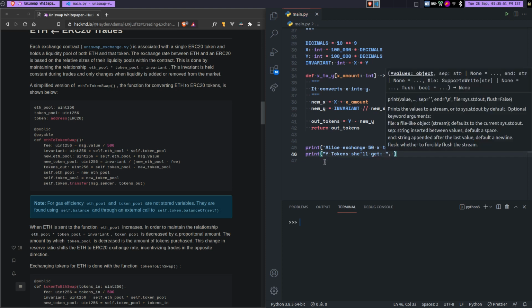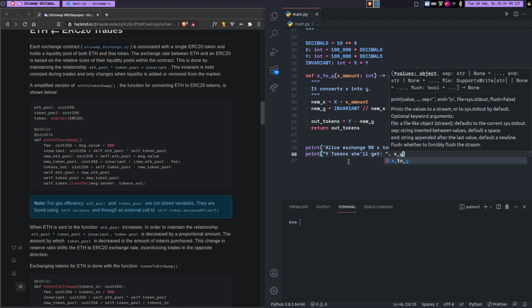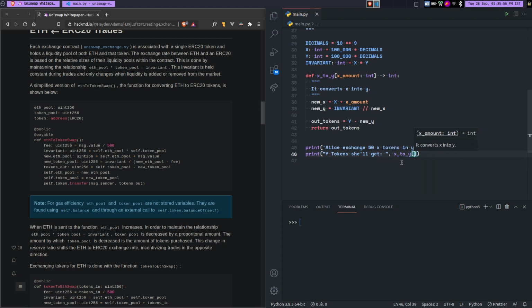So the amount of tokens that she will get, we can get it by calling x to y, and here we will provide the value of x tokens, so basically 50, but you also need to provide the decimals, right? Because over here this x amount needs to have decimals because the capital X has decimals, and otherwise it will mess up the calculation. Then the new x amount will also have the decimals. In the same way the new y amount will have decimals, and in the same way out tokens will have decimals. Perfect. So this is actually going to be the amount of tokens that she will get.